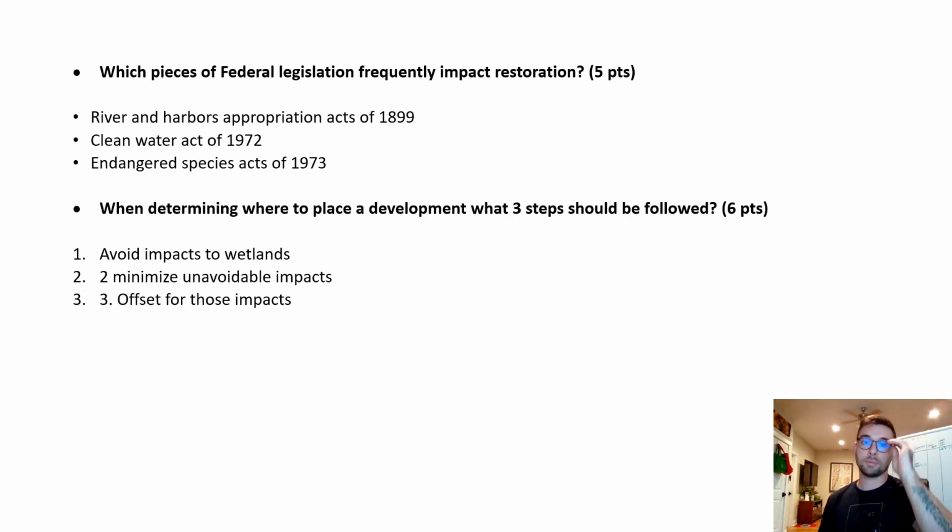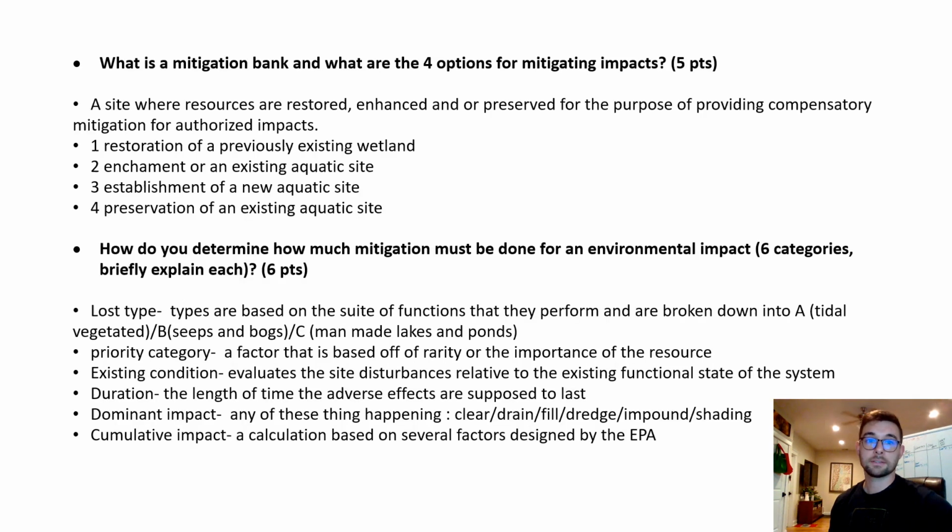Let's see, the pieces of federal legislation to watch out for are the Rivers and Harbors Appropriation Acts of 1899, the Clean Water Act of 1972, and the Endangered Species Act of 1973. Let's see, the 3 steps for where to place the development: you want to avoid impacts to wetlands, minimize unavoidable impacts, and offset for those impacts.